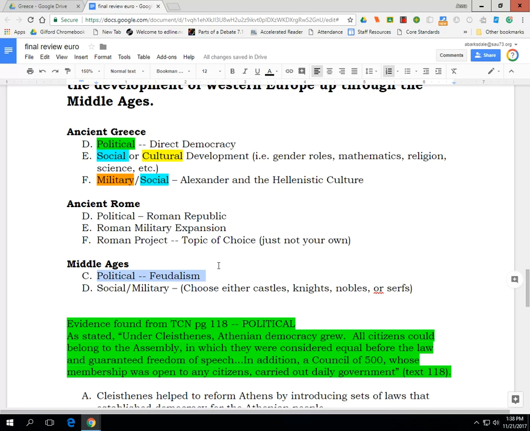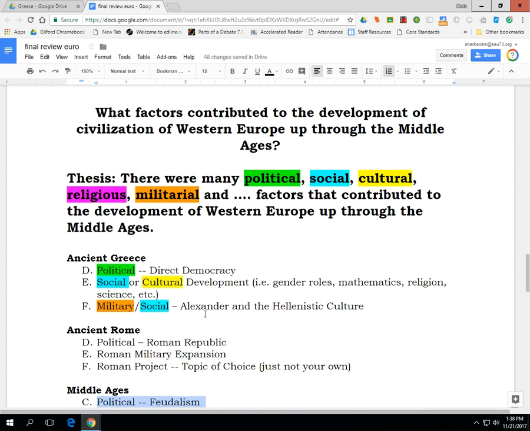And when you set up your prompt, you should go in chronological order. So it should go Greeks to Romans to Middle Ages. All right. I hope that helps you understand a little bit of what you're doing. If you have any further questions or need further clarification, don't hesitate to email me. And like I said, the sooner you start collecting evidence, the better you're going to feel prepared for this part of the test. Good luck.